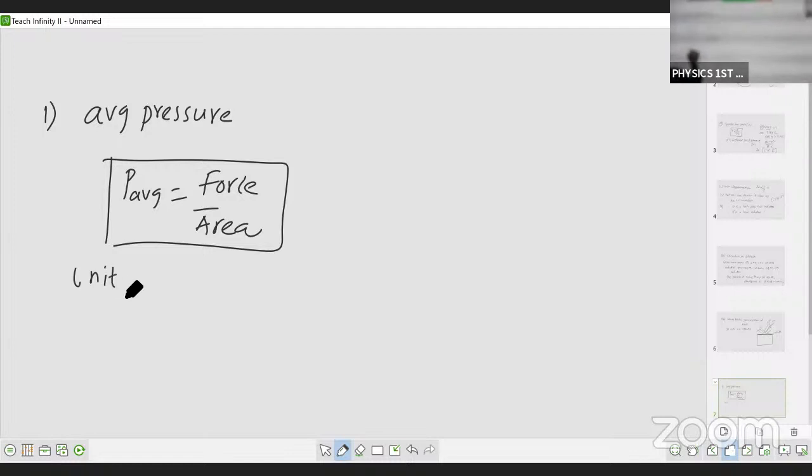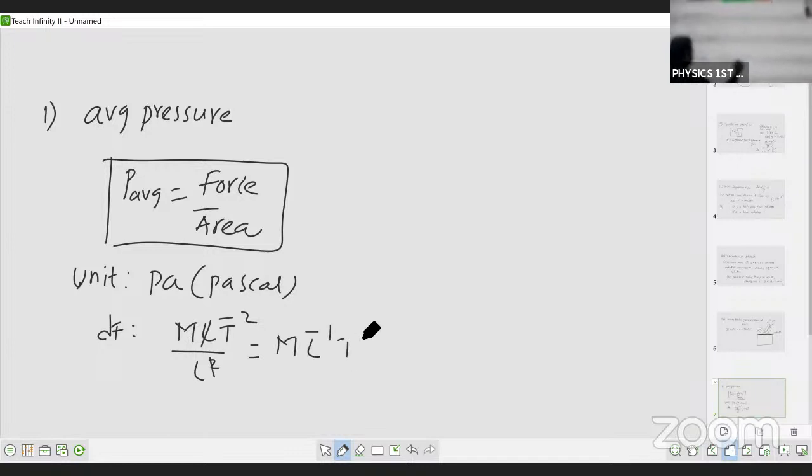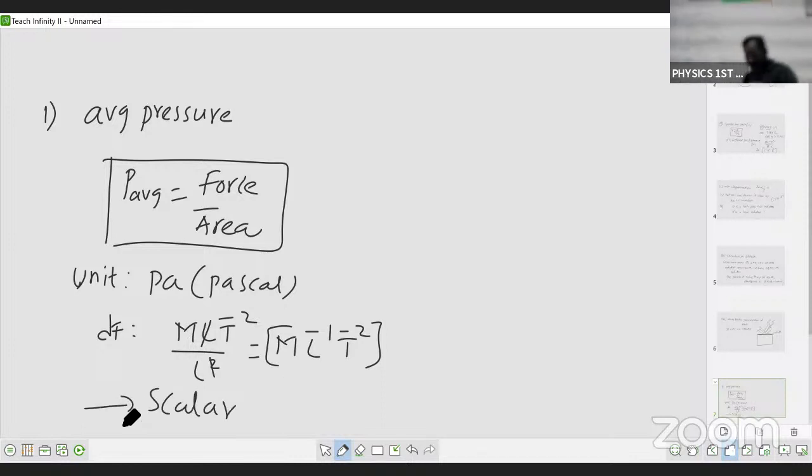Mention units and dimensional formula. The unit is named after a scientist: Pa, nothing but Pascal, force per area. The dimensional formula: force is M L T to the power of minus 2, divided by L squared, L cancels, giving M L inverse T to the power of minus 2. This is the dimension formula. There is no specified direction for pressure, it acts in all directions, that's why it is a scalar. This is the average pressure definition, units, dimension formula, scalar. Normal force per unit area.